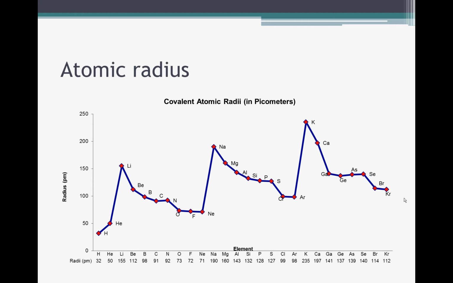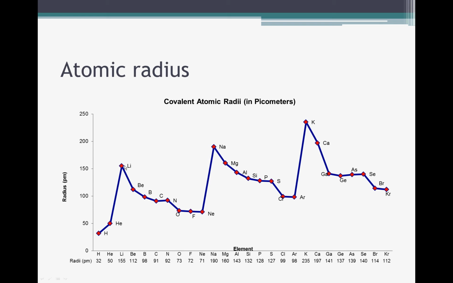Well, why is that? Well, they have the same outermost shell, but an increasing nuclear charge. That increasing nuclear charge means an increased pull, nuclear charge being a positive charge because of the protons, the electrons negatively charged. The larger the nucleus, the more pull in on those electrons. And so consequently, the smaller the atom.